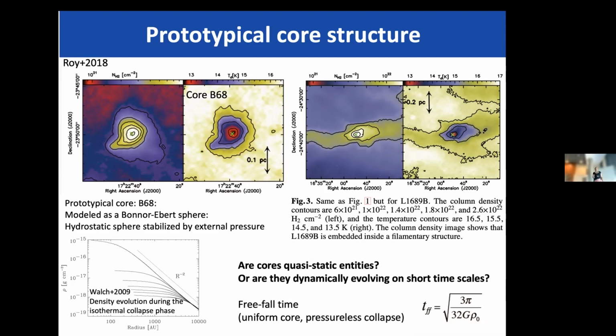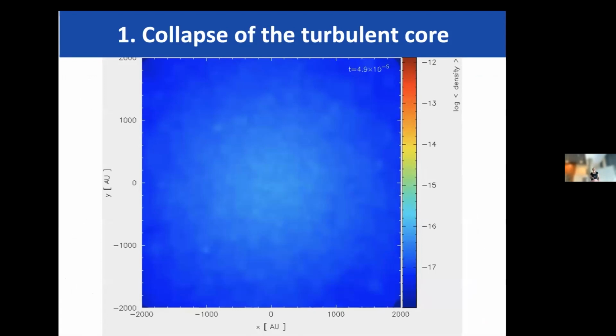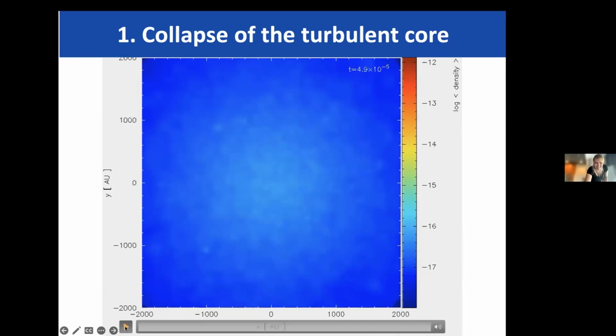You can estimate for pressureless collapse the time scale it would take to collapse. That's the free fall time scale. The question is, do they really sit there for some time? Then you would maybe get a Bonnor-Ebert sphere, which is stabilized, and you push it a little further, then it collapses. Or do they evolve on short time scales, these cores? Let's see what happens when we actually do some star formation simulation. I now show you a movie just to wake you up. In case it works, let's see.